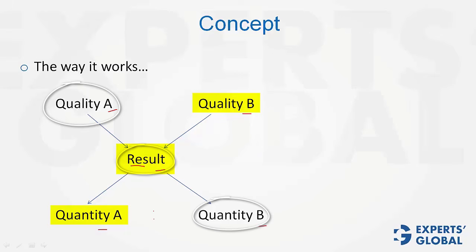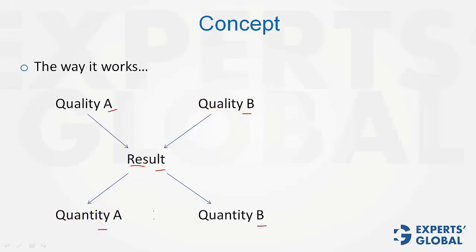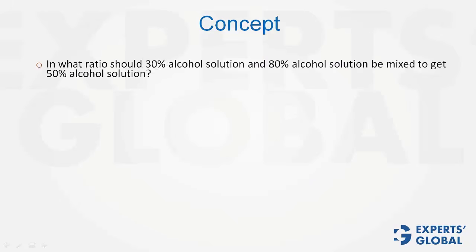Let's take this example to make this more clear. Don't worry, in case you have not got it till now, after solving a few questions, you will see that it works very, very well. So 30% and 80% are mixed to form a 50% alcohol solution. The two qualities are 30 and 80. The result is 50, and now we take the difference.